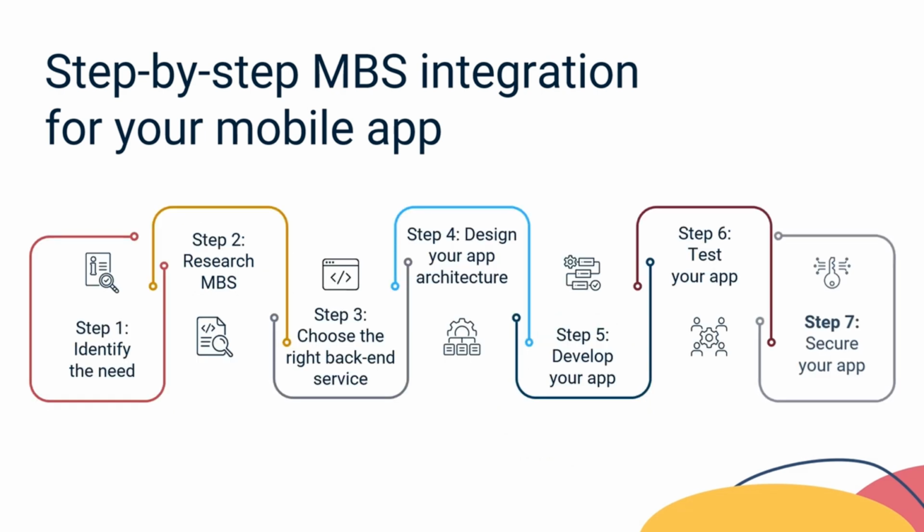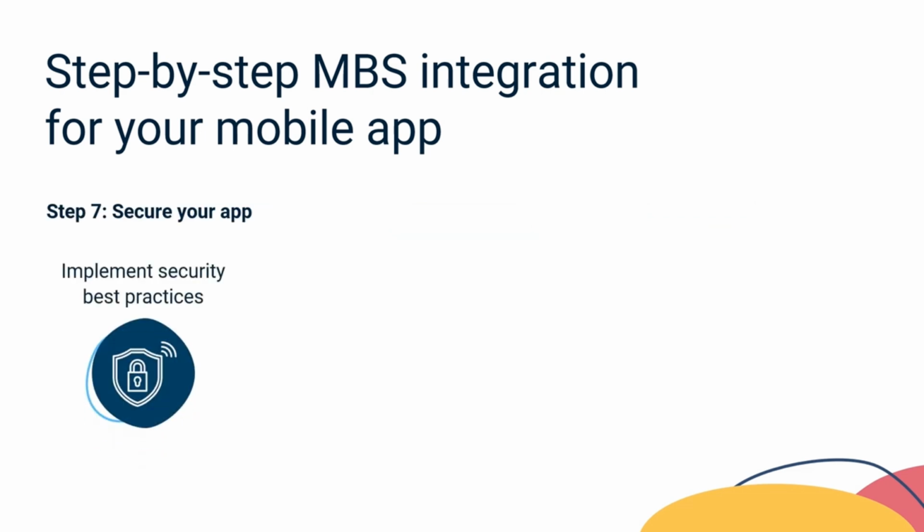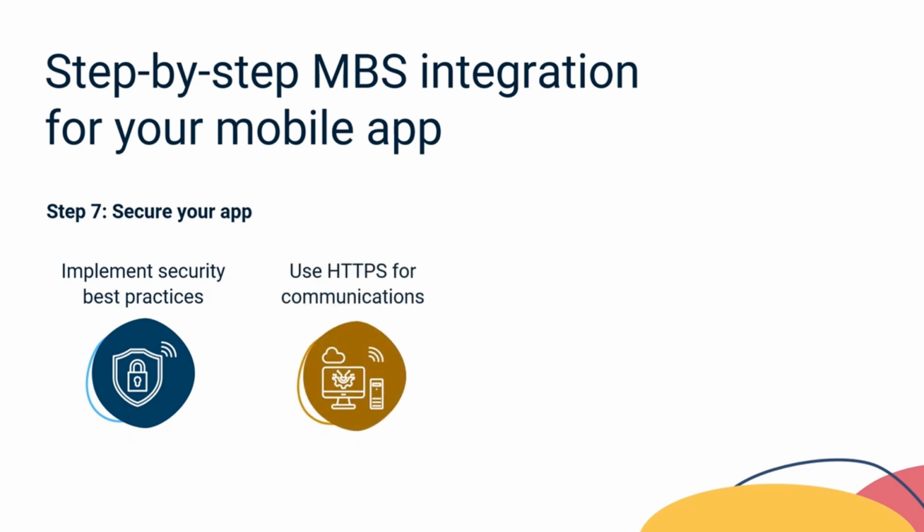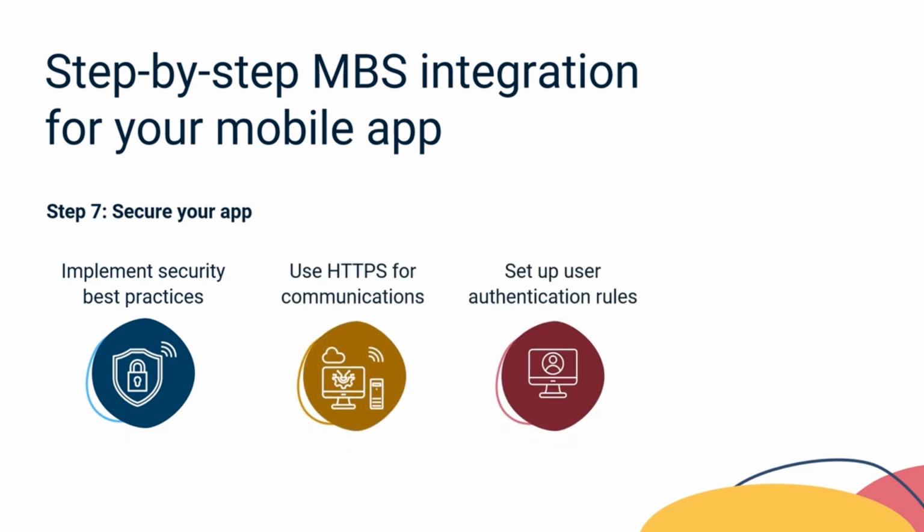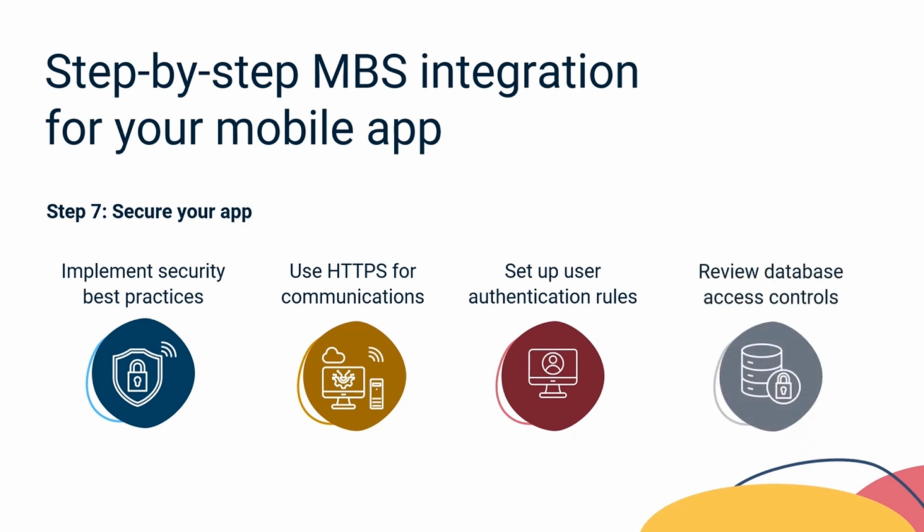The final step is to secure your application. Implement security best practices to protect sensitive data. Use HTTPS for communications, set up user authentication rules, and review database access controls. By following these 7 steps, you can effectively use MBS to build a powerful and secure mobile application.